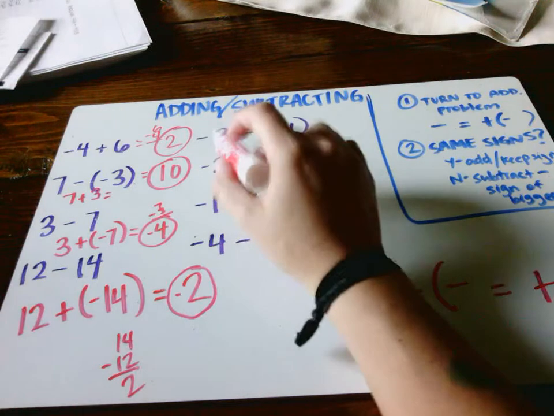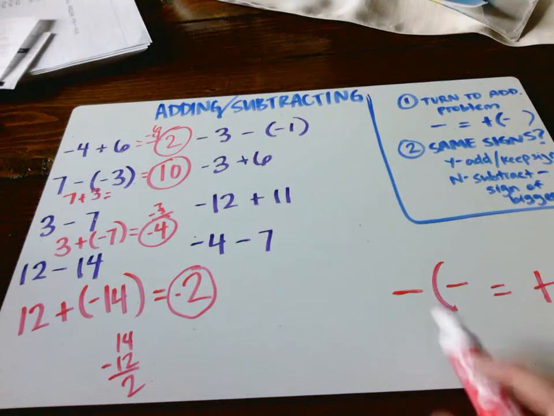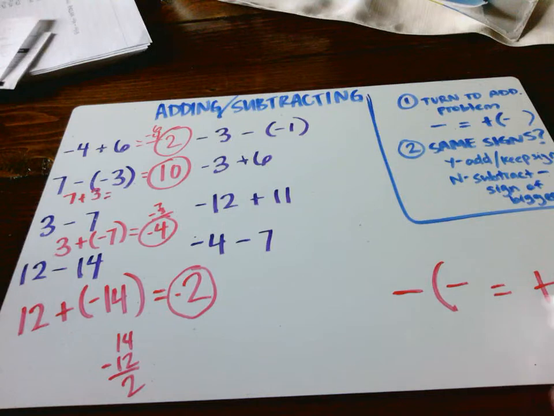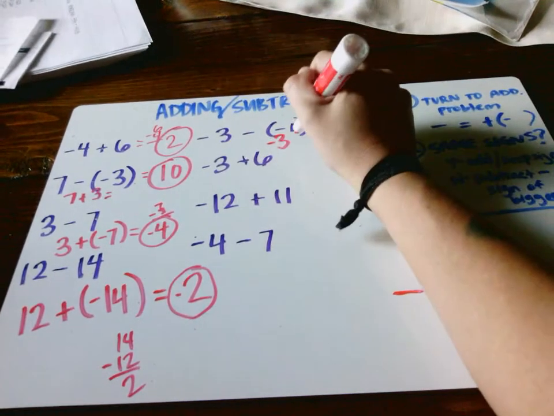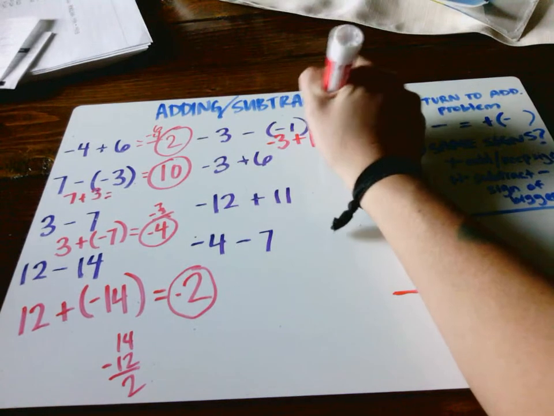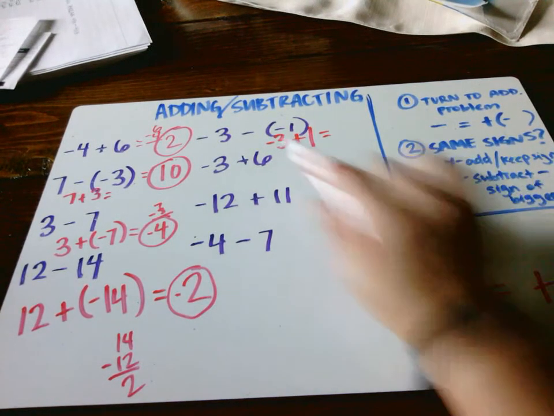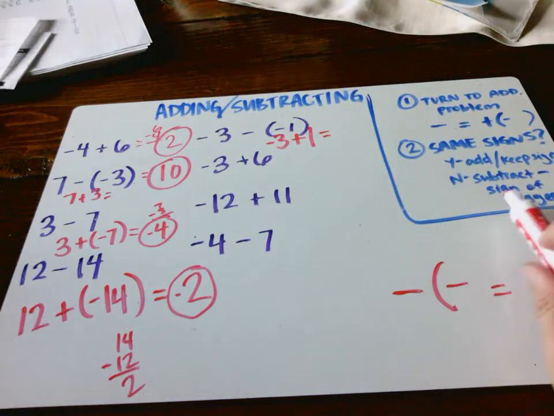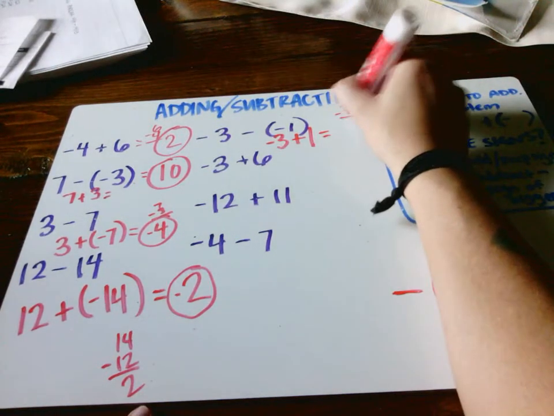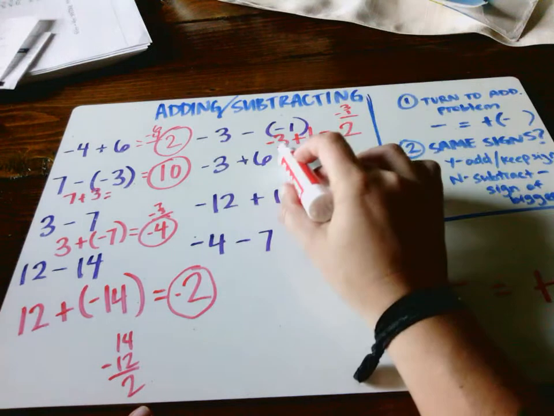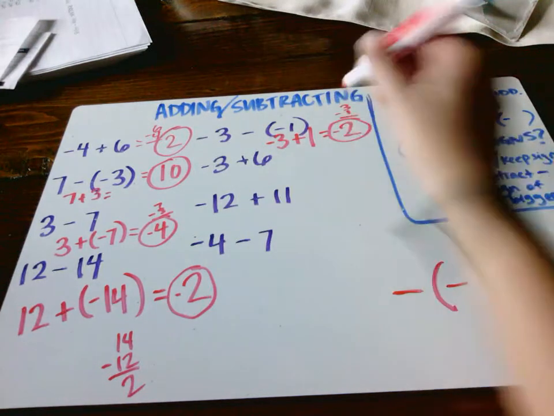Now let's move up here. -3 minus a -1. Well, if you look down here, subtracting a negative makes an addition problem. So if I rewrote that, I could write it as -3 plus 1. Then I would ask my questions. Do they have the same sign? Well, a negative and a positive. No, they don't. So I subtract. 3 minus 1 equals 2. And is a 3 or a 1 bigger? Well, the 3 is. So I know my answer is a -2.